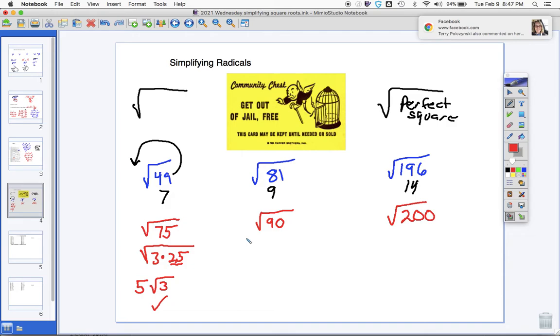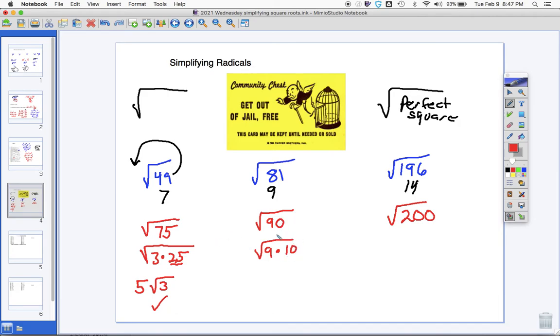Okay, take a look at the square root of 90. There are a couple of ways to break this down. I could do 3 times 30. I could do 2 times 45. But the one that sticks out that I noticed right away is 9 times 10. 9 times 10 is 90, and I know right away one of these is a perfect square.